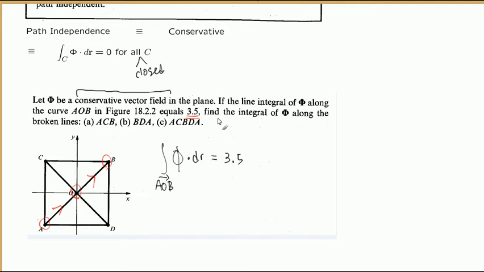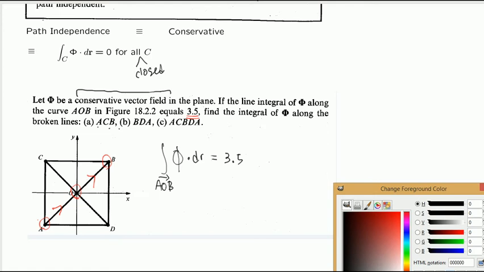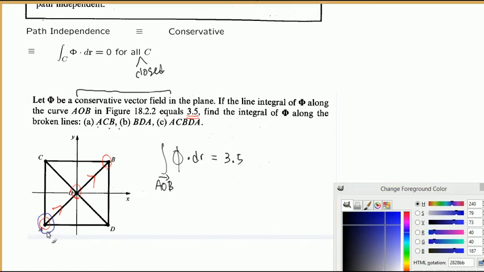And what is the second question here? To find the integral along the broken lines. They're saying ACB, so I'm going to use the blue one. A is here, right? Where's the C? C is there and B is there. So it's going around like this, like that.